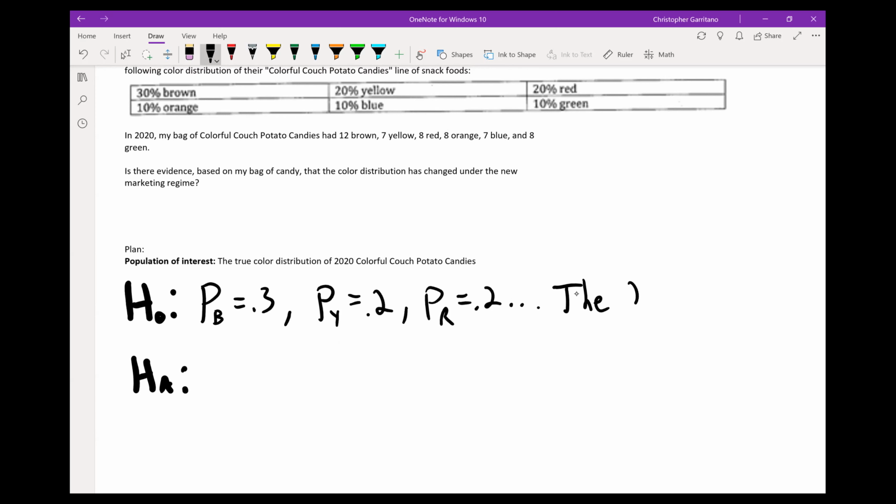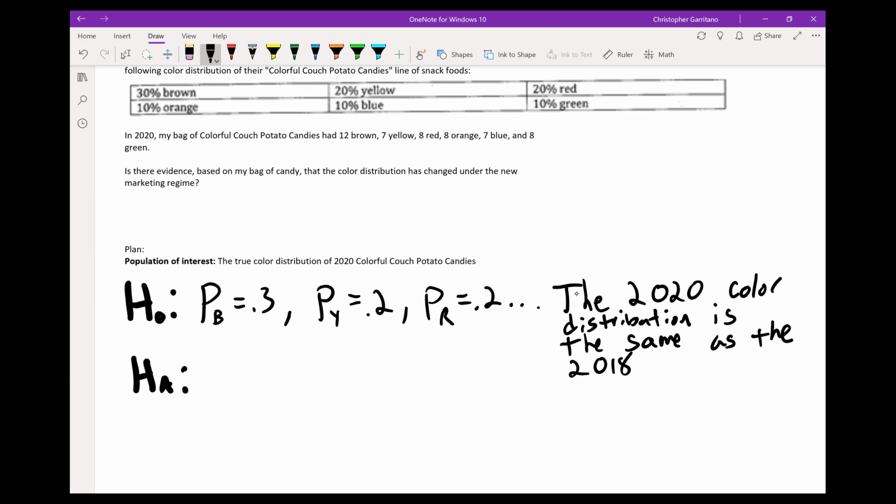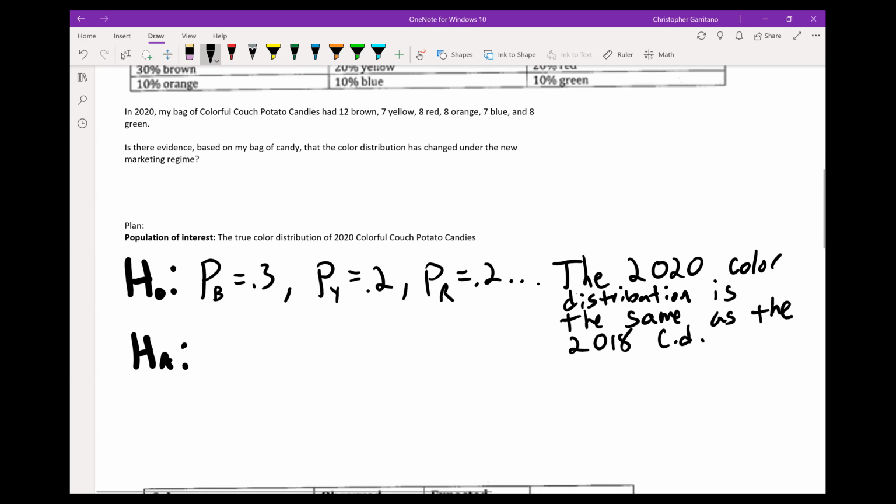The 2020 color distribution is the same as the 2018 color distribution. Okay, well, if that's your null hypothesis, then what do you think the alternative hypothesis is? I'll give you a second to think about it.